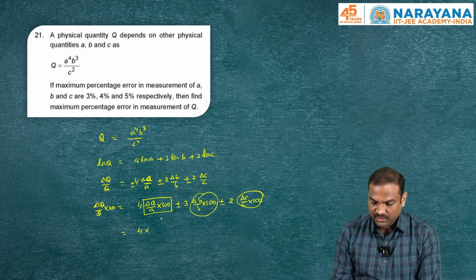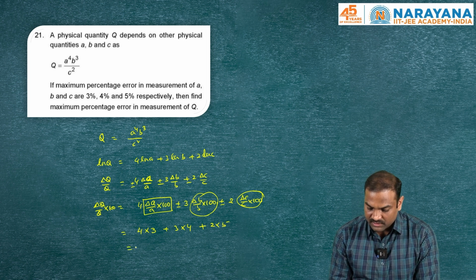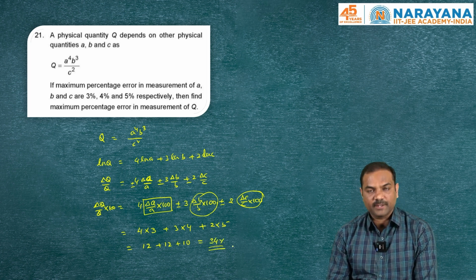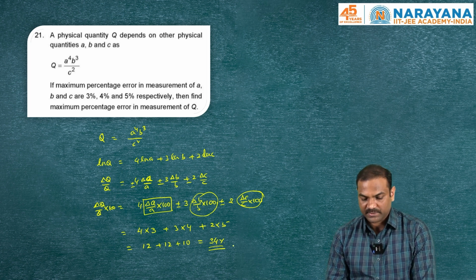Then 4 into the error in a, which is given as 3, and 3 into the error in b, which is given as 4, and 2 into the error in c, which is given as 5. So this is 12 plus 12 plus 10, which is 34%. That will be the answer, numerical type.